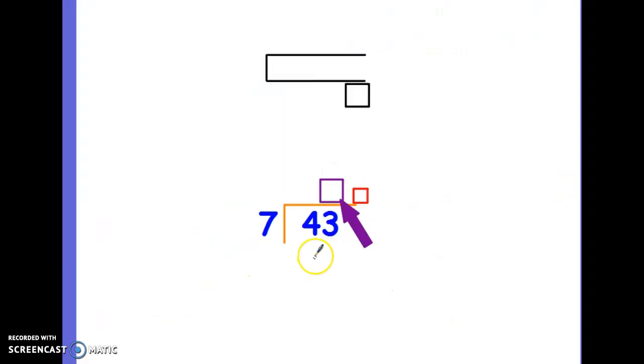43 divided by 7. I'm going to skip count by 7 until I get close to 43. 7, 14, 21, 28, 35, 42. Stop there. Write the total number of Skittles that I would have down, or where I ended, at the dividend. See how many groups of 7 you have by counting your tally marks.